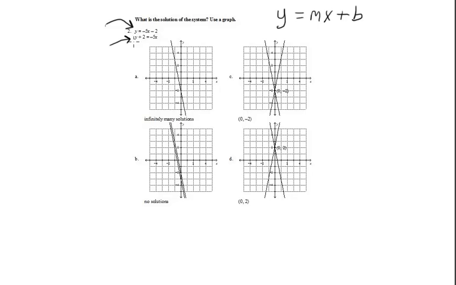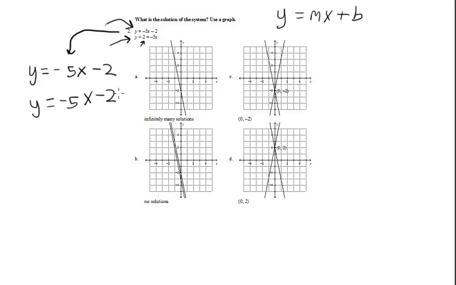So all I need to do is subtract 2 from both sides of this equation. That gives me y equals negative 5x minus 2. I'll just recopy this one. Y equals negative 5x minus 2. Interesting. They're actually the exact same line. Hopefully you noticed that.